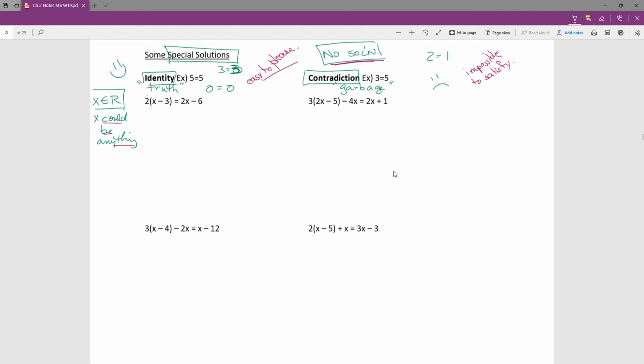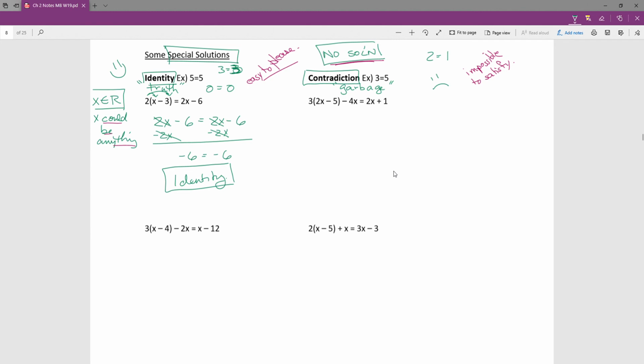So for this first example, I'd have the 2 to distribute through, and I get 2x minus 6. On the other side, nothing to do with the brackets. I'm just going to recopy it. And at that point, I have a line of truth. But let's carry on with this one. So I would pick on my x terms first and subtract 2x and 2x. And I get, oh, look at that. I get negative 6 equals negative 6. That's another line of truth. At this point, hopefully you would say that this is an identity. There's an infinite number of solutions for these ones.